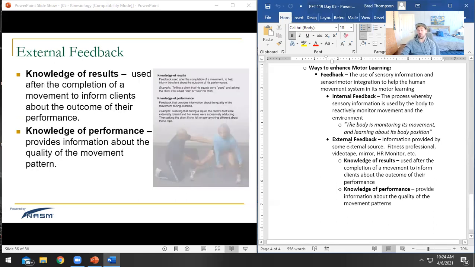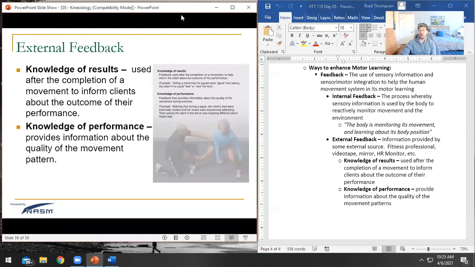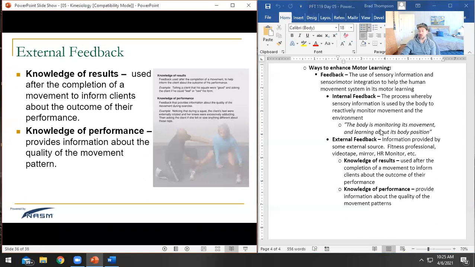So the versions of that external feedback that you're going to focus on is the difference between knowledge of results versus knowledge of performance. Knowledge of results is used after the completion of the movement to let your client know about the outcome. So for instance, tell your client that they did a really good job, right? That looked really good. That's an example of their results. The results were good. But knowledge of performance is really where we tell them specifically what was good, right? So this provides information about the quality of the movement.